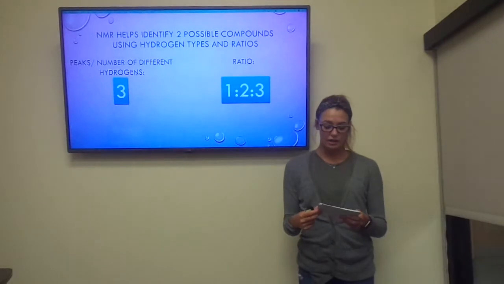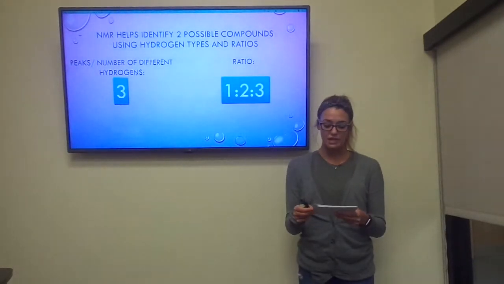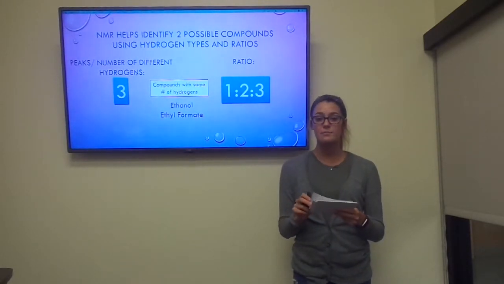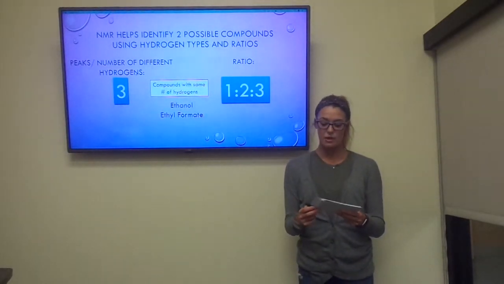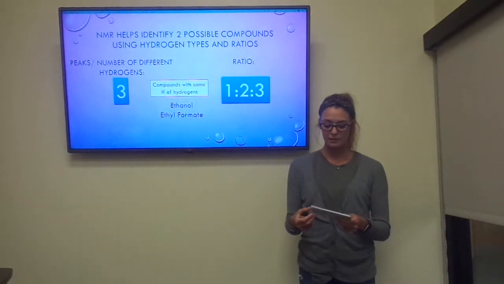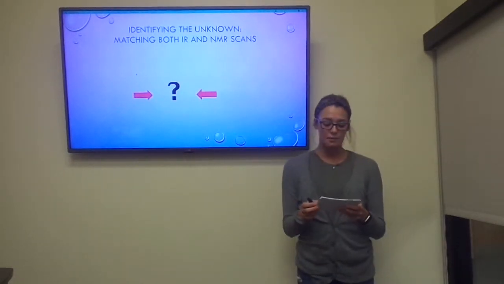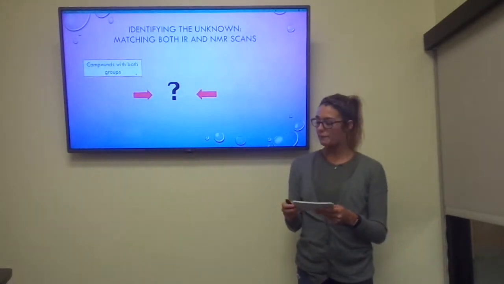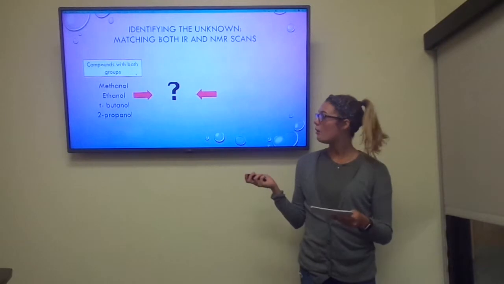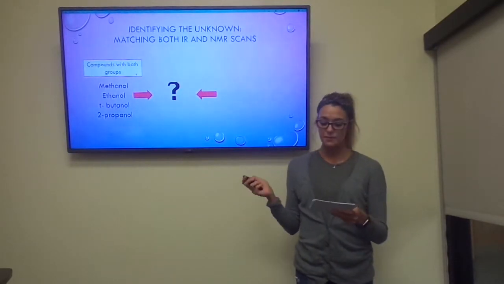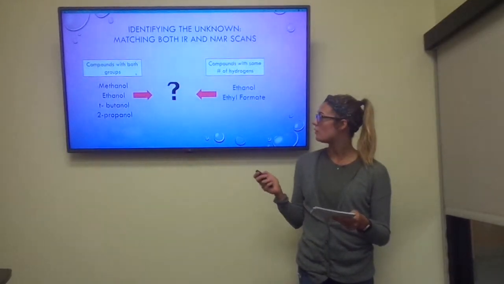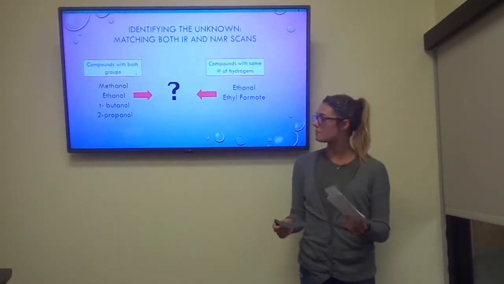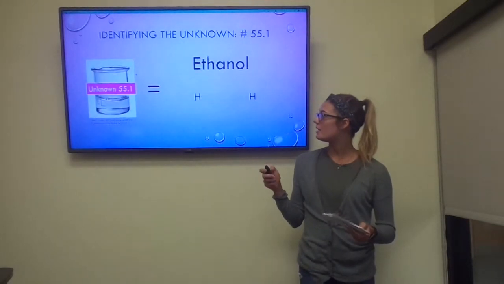So just like the IR, we're going to look at the previous table and the found data from the NMR, and 2 compounds have been identified with the same number of different types of hydrogens and the same exact ratio, being ethanol and ethyl formate. Now to find my unknown compound, both results of both scans were compared. So looking at the overall compound, they must both have OH and CH functional groups and 3 types of hydrogens with the ratio 1 to 2 to 3. So from looking at those 2 options on the lists, my unknown compound was ethanol.